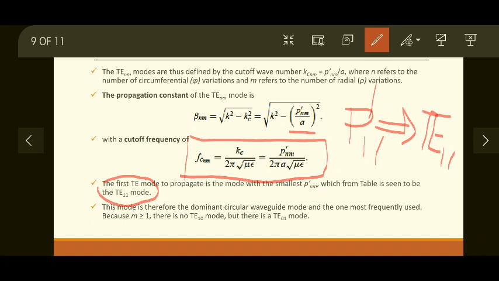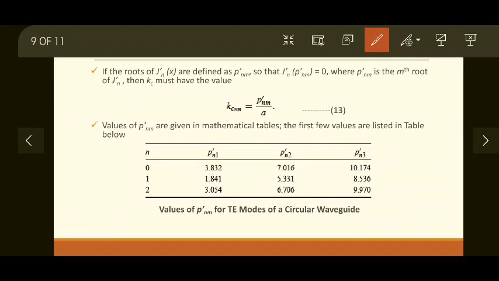Now why m has to be greater than or equal to 1? m is corresponding to rho, so rho is always considered to be greater than 0. That's why the TE10 mode will not be there, but there is a TE01 mode. Why will the 10 mode not be there? Let's see. What is the value of p dash nm for 10? This is 1. There is no 0. p dash n0 is not there.